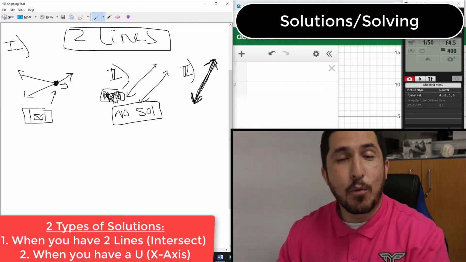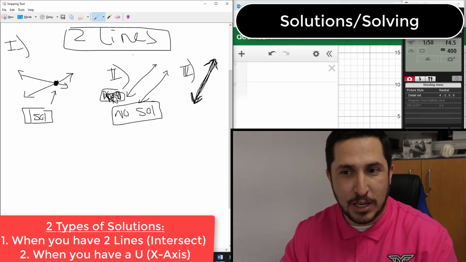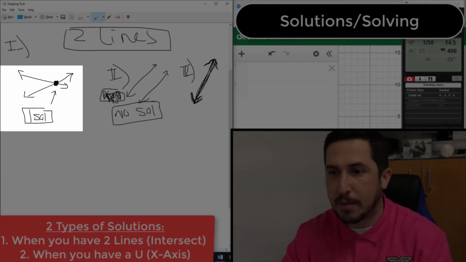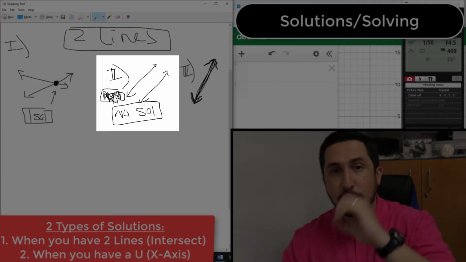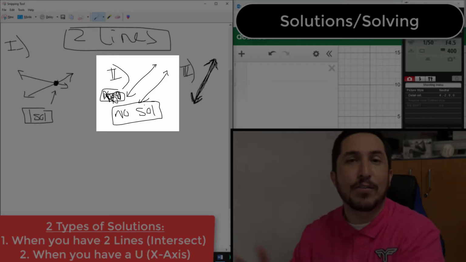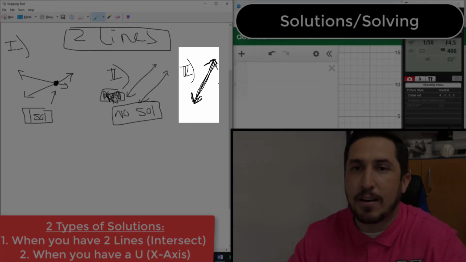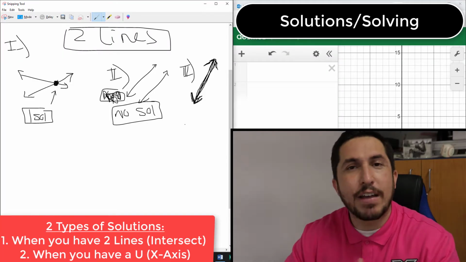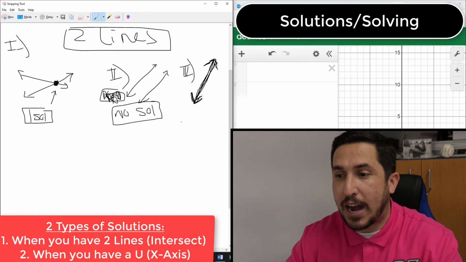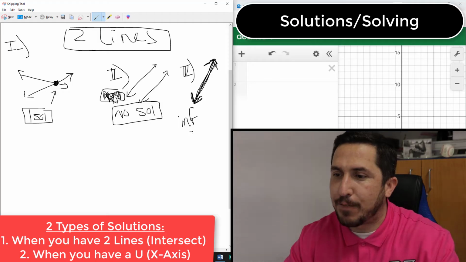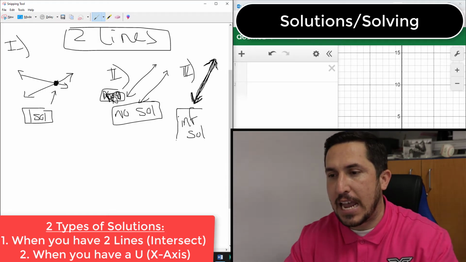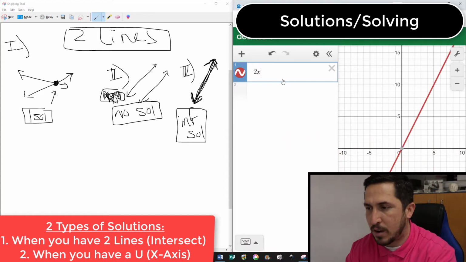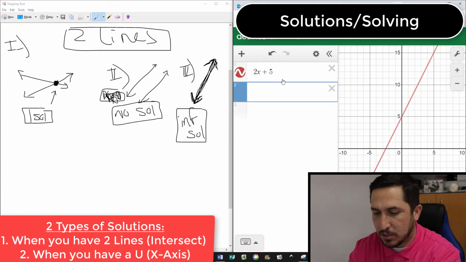2 lines. Where do you go when you're finding solutions? Where the lines touch each other. This first example has 1 solution because the lines touch each other 1 time. The second example has no solutions because the lines never touch each other. This third example right here, you have a line graphed on top of a line. So where are they touching each other? Everywhere. This is infinite solutions, okay? Infinite solutions. Now let me give you an example of each in your Desmos Calculator, all right? Here's example number 1. You might have to split an equation that looks like this.